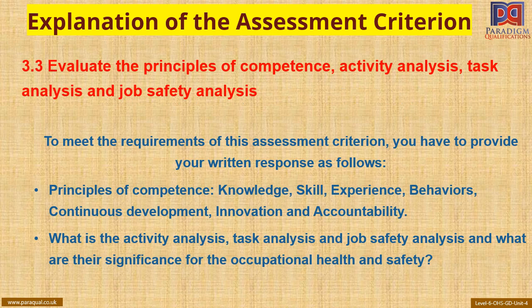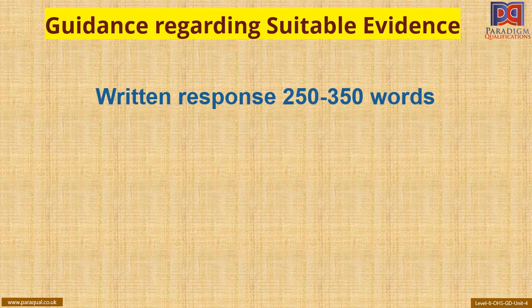3.3 Evaluate the principles of competence, activity analysis, task analysis, and job safety analysis. You have to provide your written response as follows. Principle of competence can be knowledge, skill, experience, behaviors, continuous development, innovation, and accountability. What is activity analysis, task analysis, and job analysis, and what are their significance for the occupational health and safety? Your written response must be between 250 to 350 words.